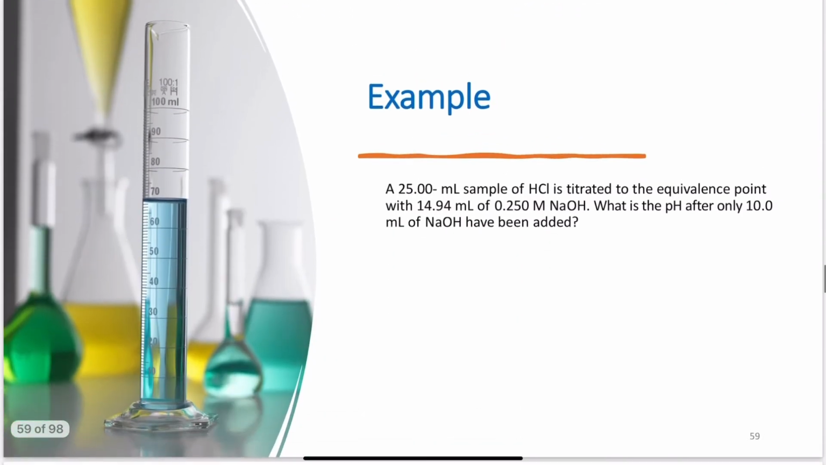Let's work 2 examples. A 25 mL sample of HCl is titrated to the equivalence point with 14.94 mL of a 0.25 molar NaOH solution. What is the pH after only 10 mL of NaOH have been added? Well, we've got a strong acid plus strong base here. We've got 25 mL of HCl, 14.94 mL of a 0.25 molar NaOH solution, and I want to know the pH after only 10 mL of NaOH was added.